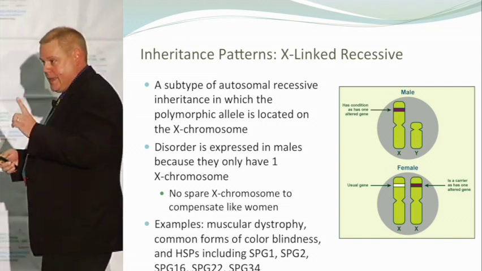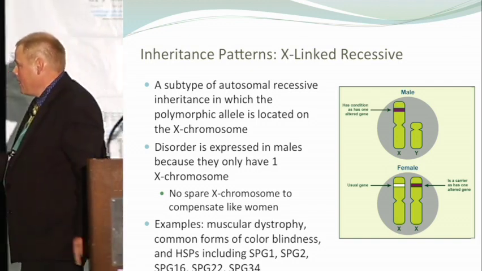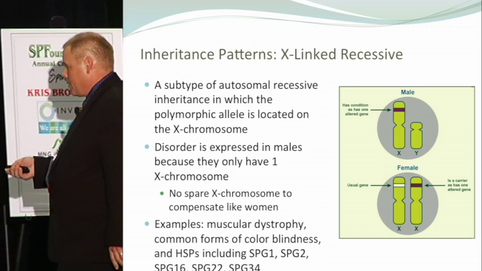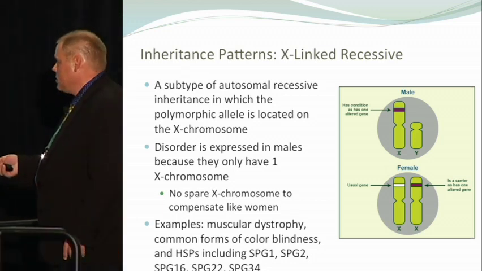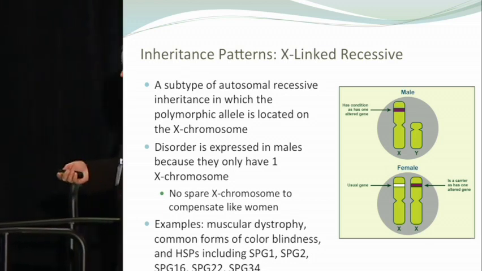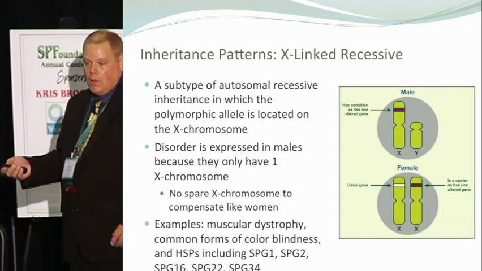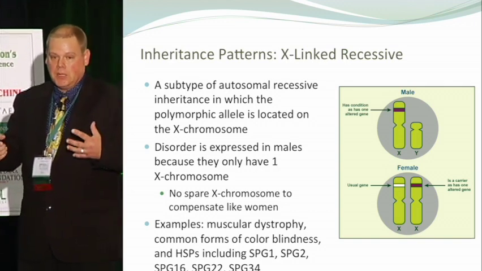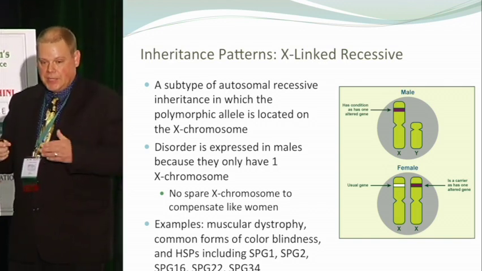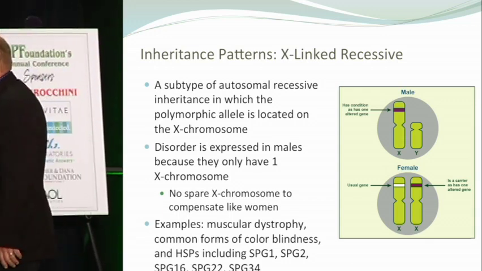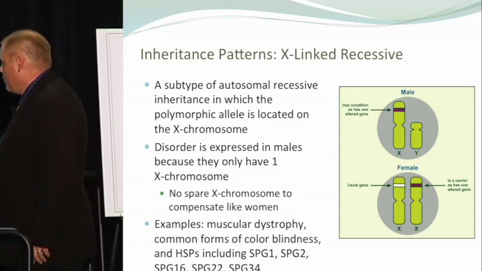And it's because males only have the one X chromosome, okay? There's no spare X chromosome to compensate like women. In this way, for X-linked diseases, women are genetically much stronger, right? That's just a fact. So examples of this are muscular dystrophy, some very common forms of color blindness.